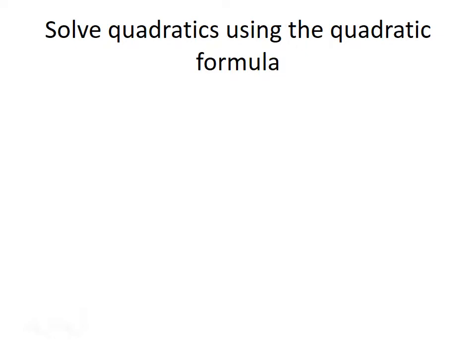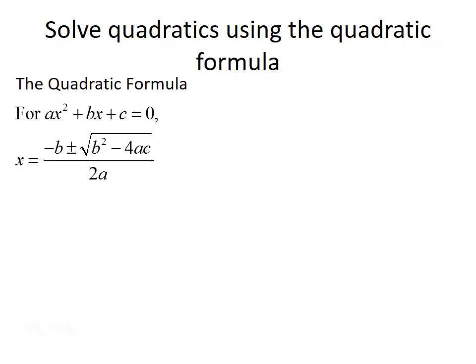The final method that we're going to talk about in this lecture to solve quadratic equations is using the quadratic formula. The quadratic formula is as follows. For a quadratic equation, ax squared plus bx plus c equals 0, the solutions will be x equals minus b plus or minus the square root of b squared minus 4ac all over 2a.